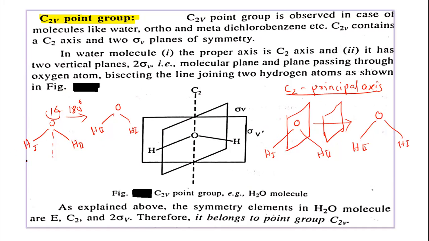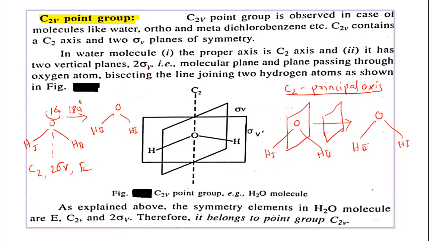So the symmetry elements in the water molecule are C2, two vertical mirror planes, and identity. Identity exists in all molecules. When we rotate the water molecule through 360 degrees, we get the identical configuration. So it means that it has the identity symmetry element. In the water molecule, the proper axis is the C2 axis.